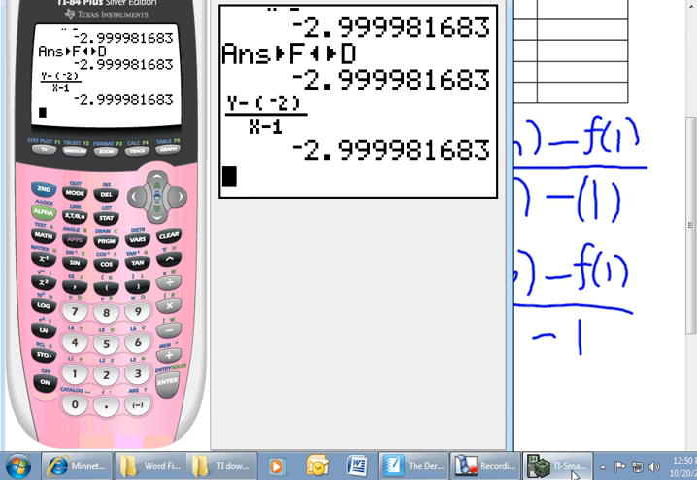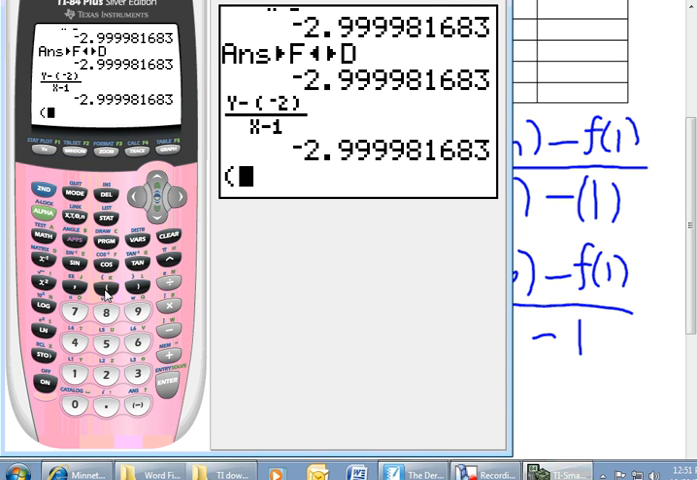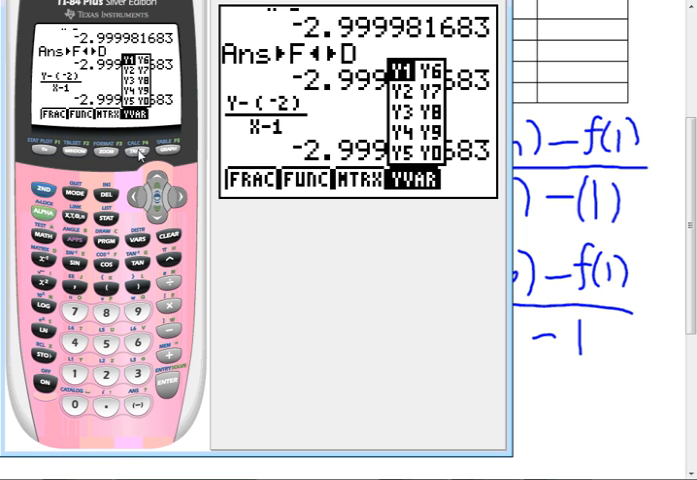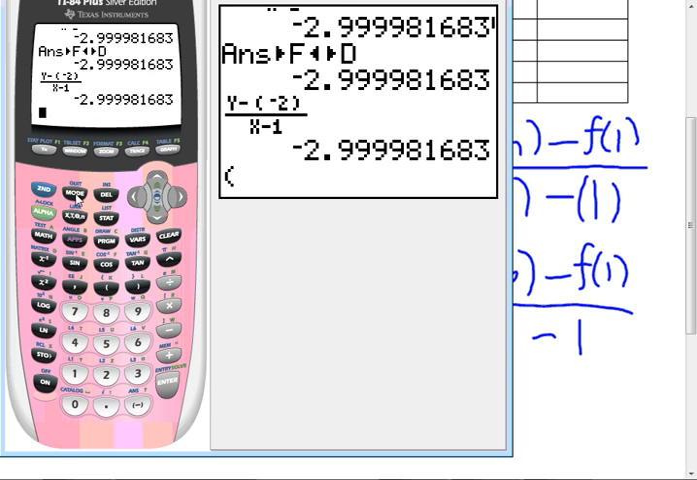Now, I got to get y1, and there's two ways to do it. In the old system. So we'll do this like we're on the old system right now. I'm going to need a parentheses, and my y1 is in vars. We have to know where it is. If you're in the new one, it's a lot easier. You go alpha, and you press the trace button, and there's y1. So it's done. But we're going to forget that we know that, and we don't have the new operating system because we have a TI-83.